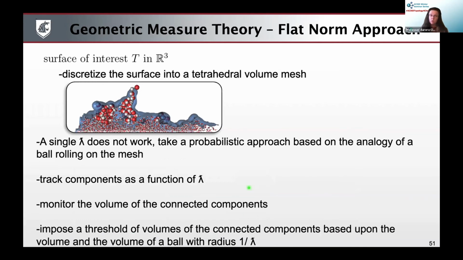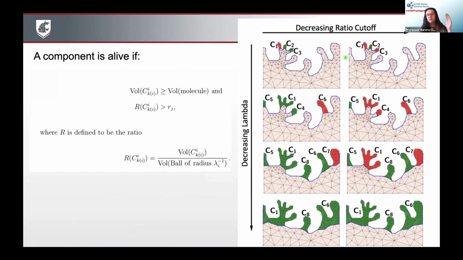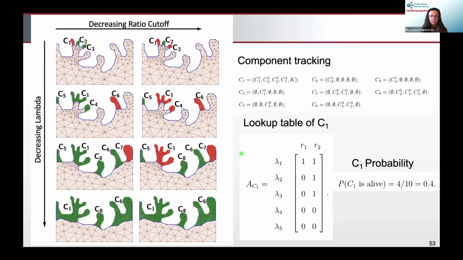We also monitor the volume of those components, because as I peel off the volumes, eventually those components merge and become connected. So we had to impose some threshold volumes associated with the connected components. In this probabilistic workflow, we decrease our lambda value, and this ratio here is basically the volume we've taken off of our surface versus the volume of our ball. We're scanning through how much volume we're taking off as a function of lambda, and we have a lookup table of all the components that we peel off as we do this.